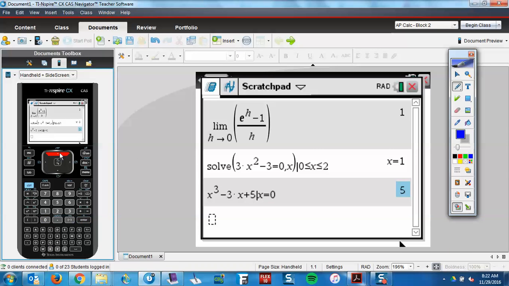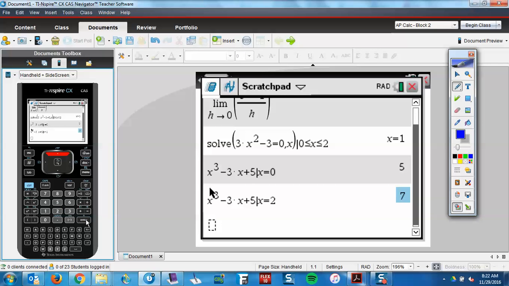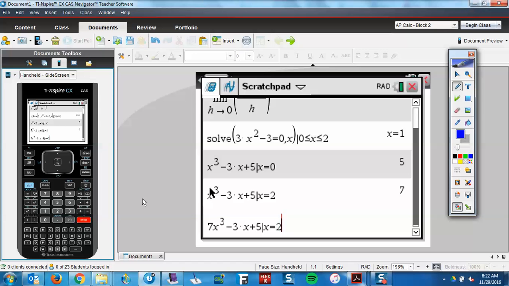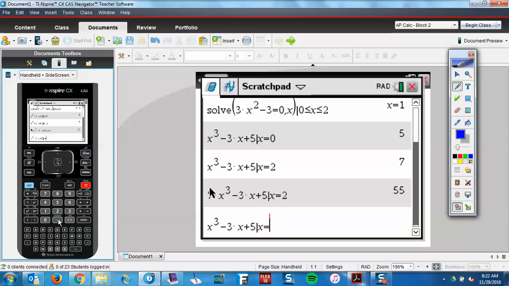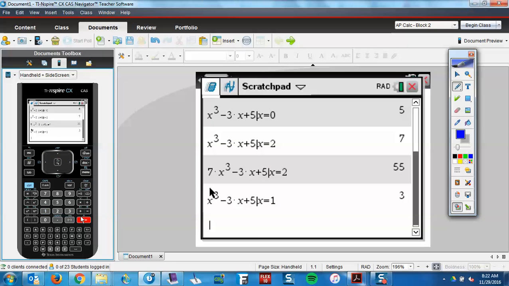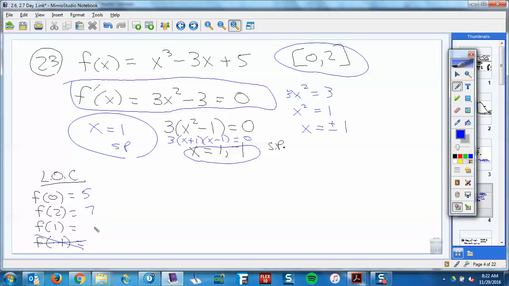Now, what's the advantage of that? Well, the advantage is I can up arrow, hit enter, and it brings that back, and then I can just delete the 0 and now plug in a 2. And then I can up arrow, bring that back. Oh, darn it, that's not what I wanted. I got that 7 in there. Now I can up arrow, bring that back, take out the 2. What's the other thing I wanted? 1. And there I got 5, 7, and 3, right? And so there's my max, and there's my min. That's one way to do it on your calculator.